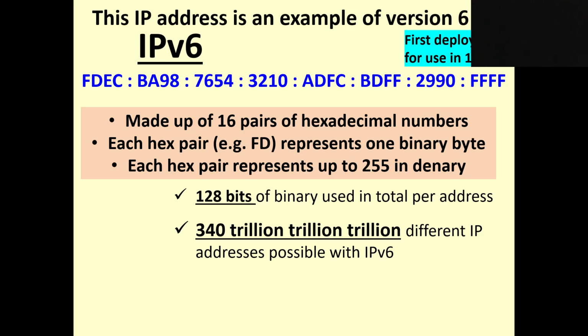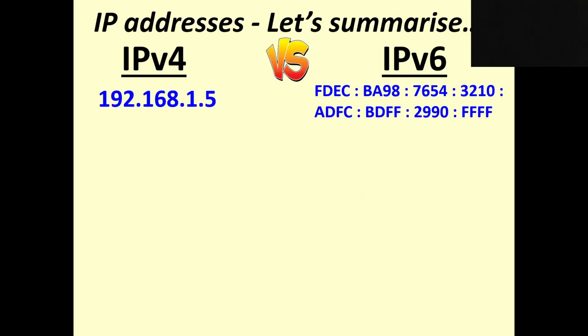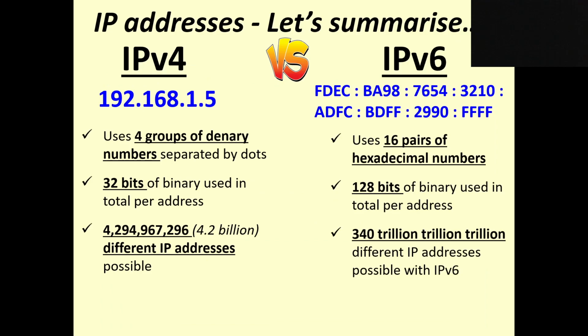The main thing that I need you to understand is that IP version 6 gives you lots more addresses than version 4. And it's stored, as you can see at the top there, in hexadecimal. Okay, it's stored as 16 pairs of hexadecimal numbers. So it looks a lot longer and there's lots more addresses. IP version 6 has enough addresses for all the devices on the planet. So, main differences on the screen. IP version 4, 4 groups of denary numbers separated by a dot. IP version 6, 16 pairs of hexadecimal numbers, and there are lots more addresses available with IP version 6.